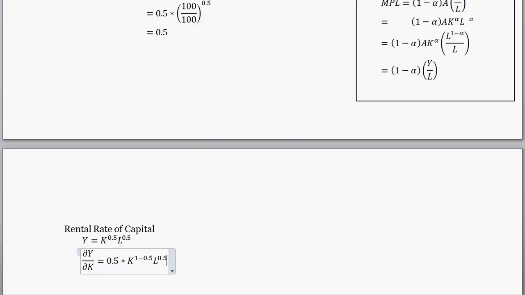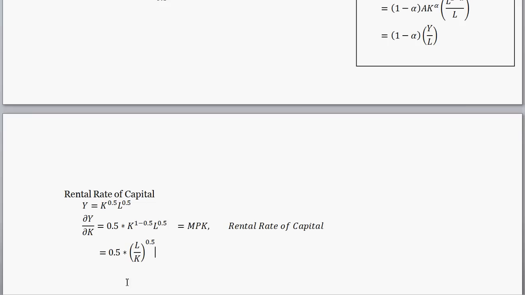So this is our marginal product of capital, or our rental rate of capital. And then the form it takes right here is correct, right? This is the marginal product of capital, but it's useful to simplify it. So I'm going to do 0.5 times, because that kind of looks nice.